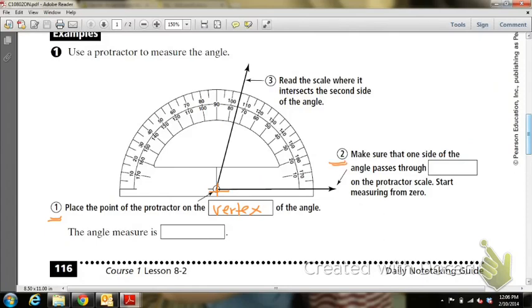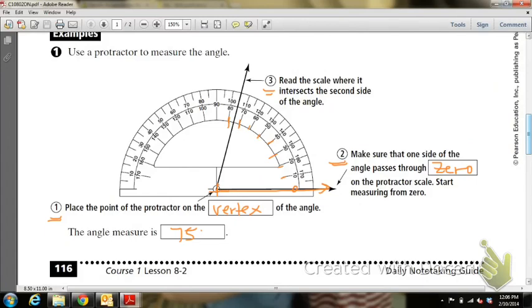The second thing you want to do is make sure that one side of the angle passes through 0 on the protractor scale. So here's where the 0 would be. So you want to line this part up with the 0, and you want to start measuring from 0. Now notice 0 would be on the inside here, so I would be reading the inside numbers. So then you want to read the scale where it intersects on the correct set of numbers. So this one falls between 70 and 80, so I would call it 75 degrees. And that's it.